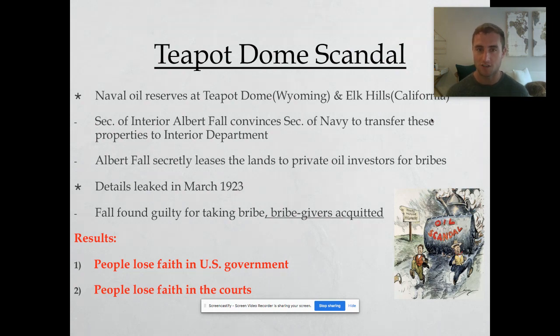Albert Fall is going to convince the Secretary of the Navy to transfer these to his department, the Interior Department. He's the Secretary of Interior. And then once he does this, he accepts bribes, one from Edward Doheny, another from Harry Sinclair. He's getting hundreds of thousands of dollars in bribes, and he allows these oil investors to take oil that's supposed to be reserved for the Navy to be taken for themselves, to be sold for private use.